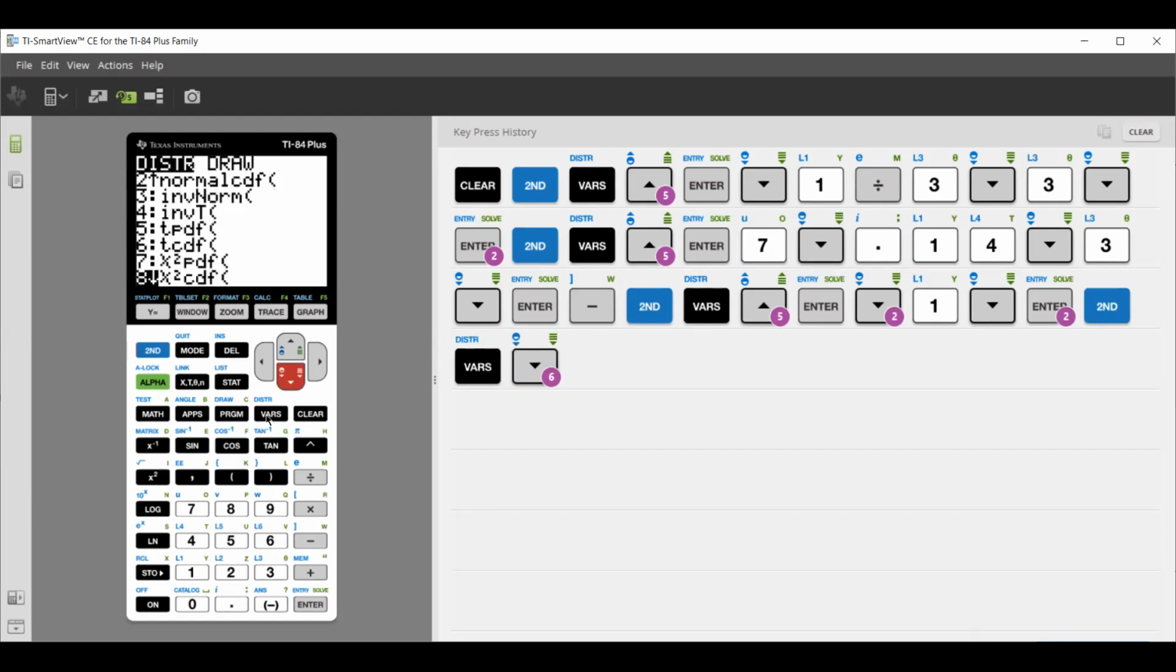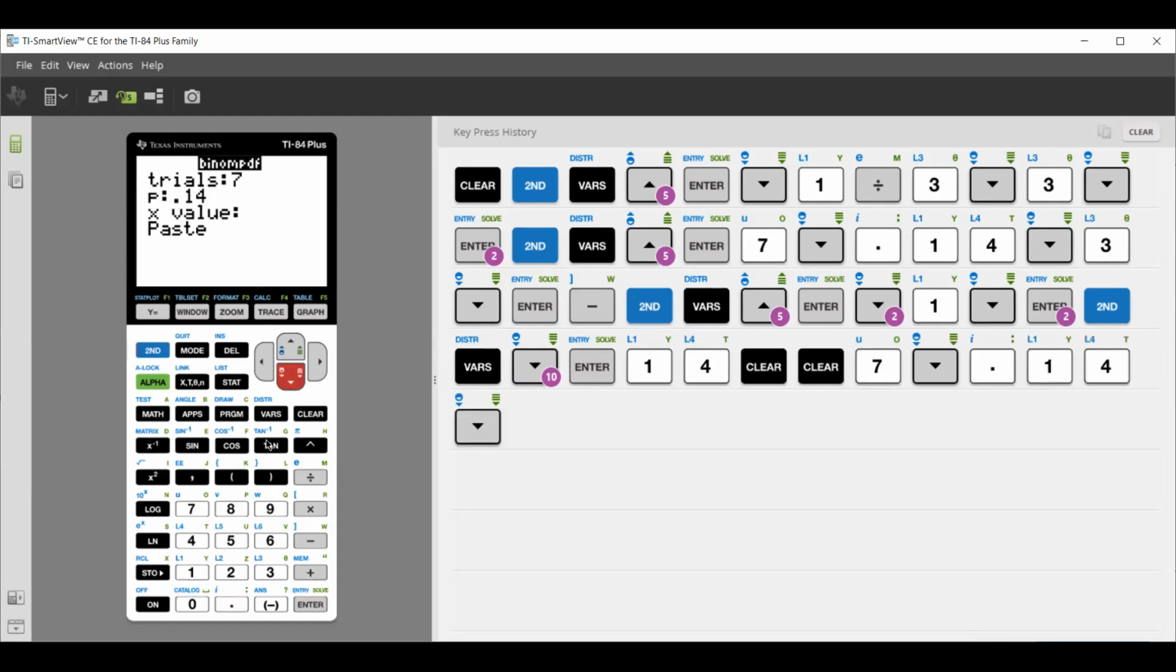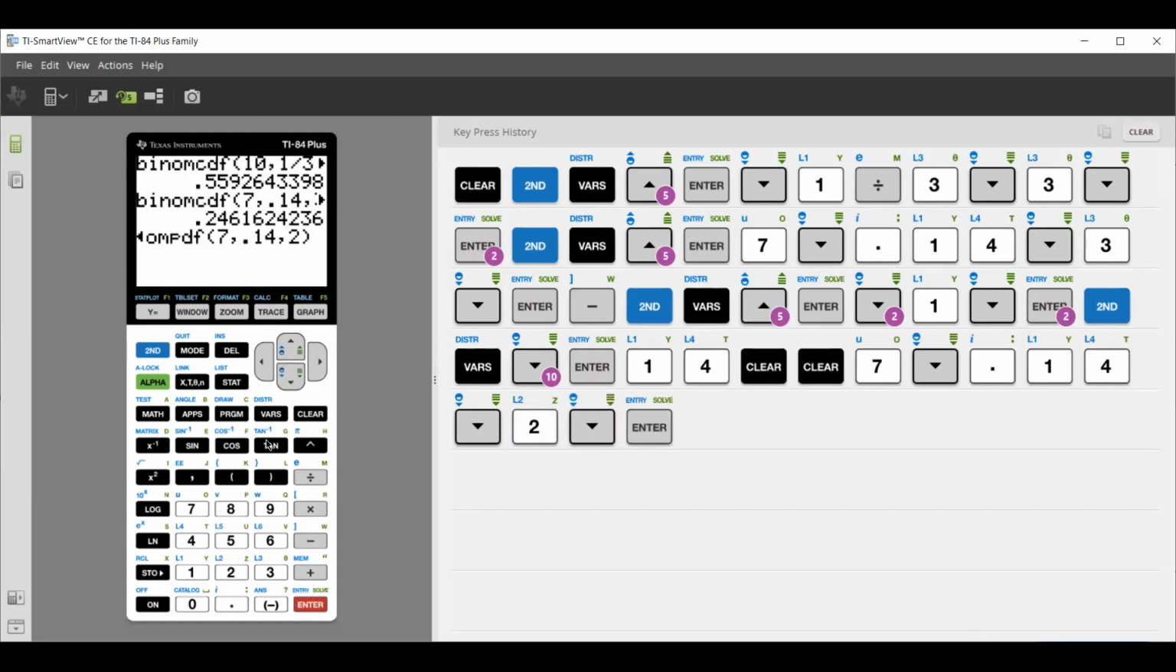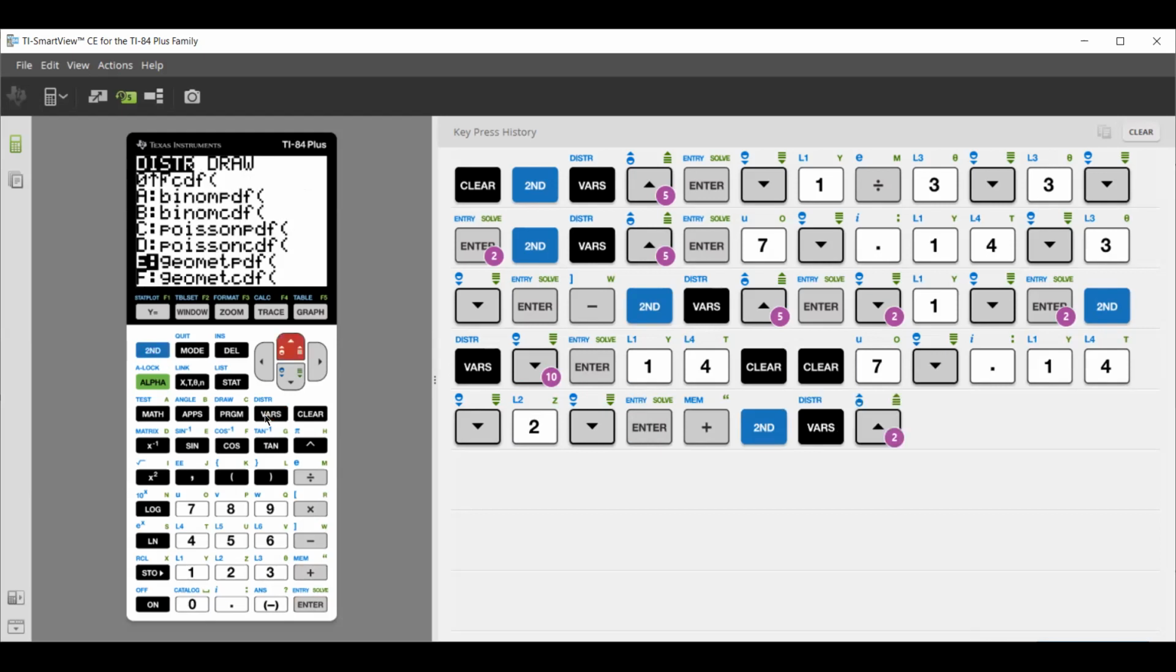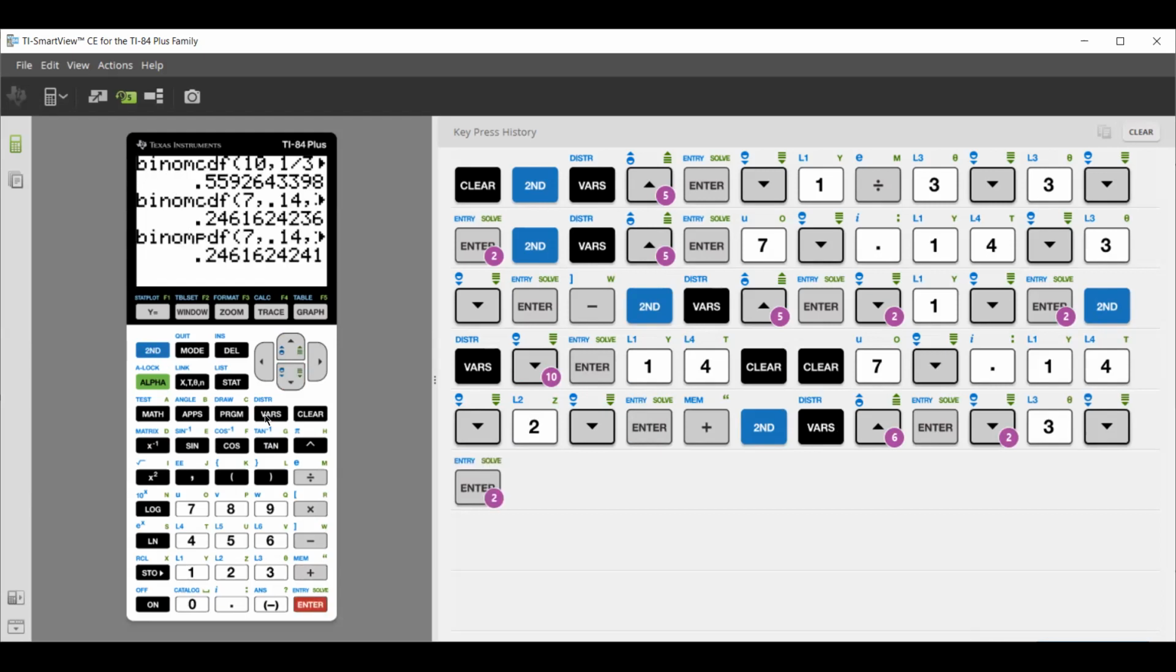binomial PDF. Now, the thing about the PDF function here, P as in Paul, is that it only counts 1 probability at a time. So you never have to worry about accumulating anything. This is 0.14. And I would accumulate 2 here and paste it. Now I need to add the PDF for 3, second distribution, binomial PDF, 7, 14, and 3. It comes out the same.